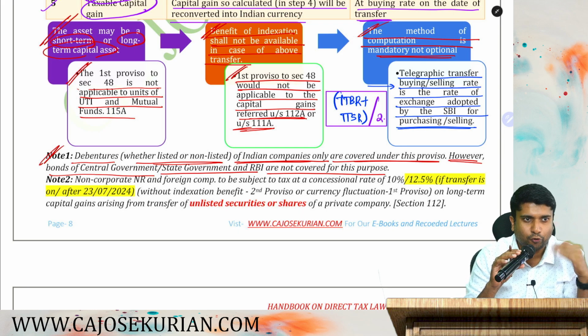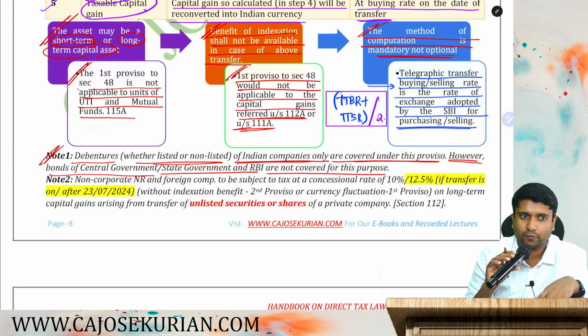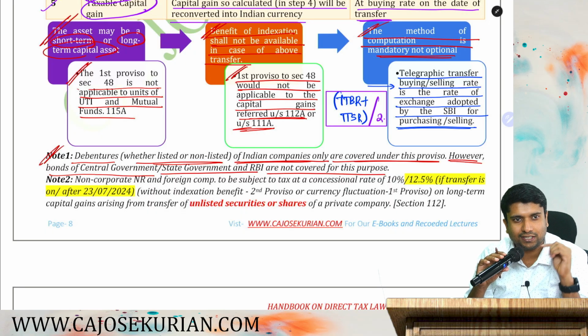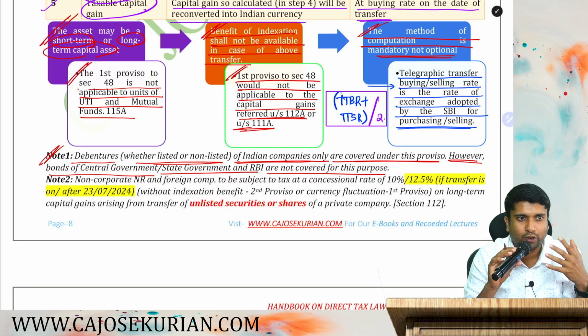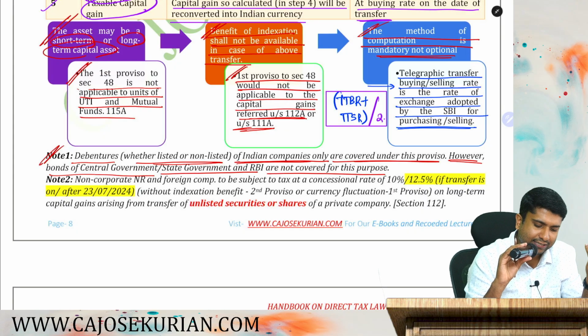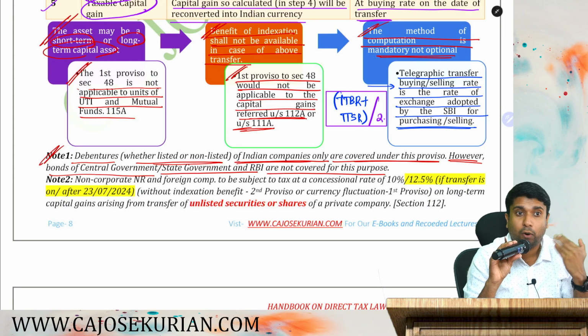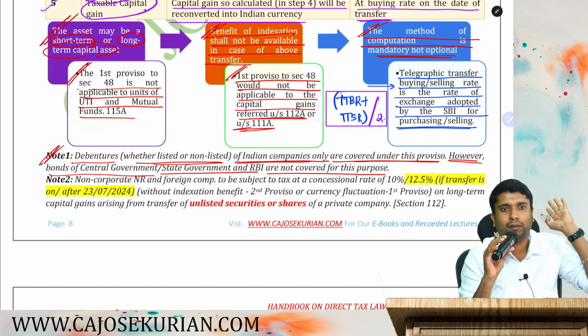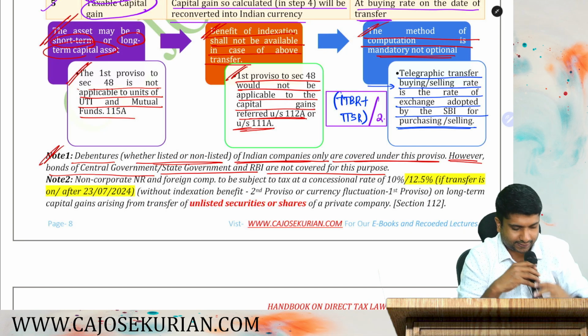if purchased in foreign currency, you have to follow first proviso to section 48. For shares, if listed, follow 112A or 111A. If it is a central government or a state government and RBI bond, you don't have to follow first proviso to section 48 because it is applicable only for debentures as well as shares.